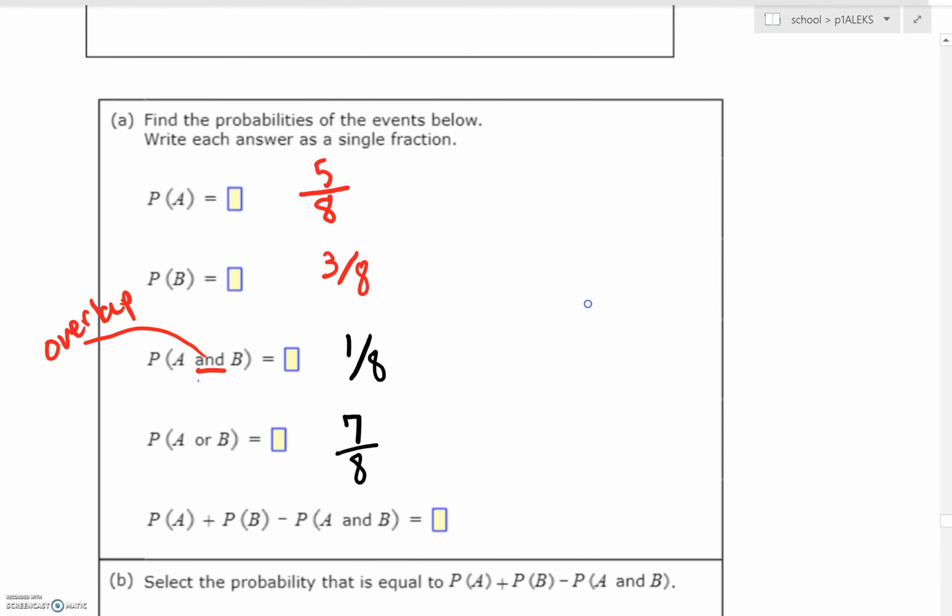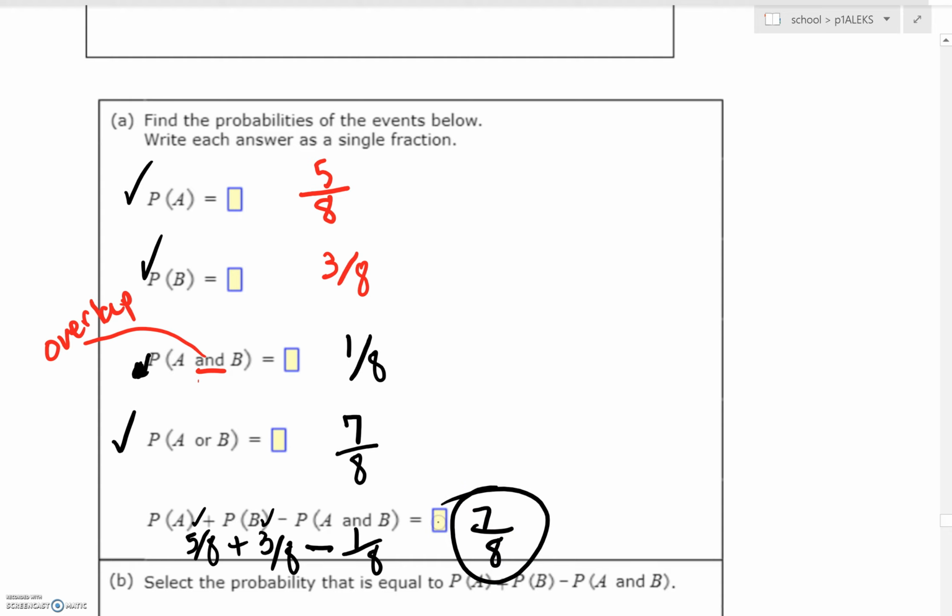Now this formula, P of A plus P of B minus P of A and B, you can see that we're really going to take our 3 answers here. We could get 5/8 plus 3/8 minus, well, what's the probability of them both? That's 1/8. Tell you what, let's just add our numerators. 5 plus 3 is 8. 8 minus 1 is 7. We'd get 7/8. You could use your calculator if you need to.